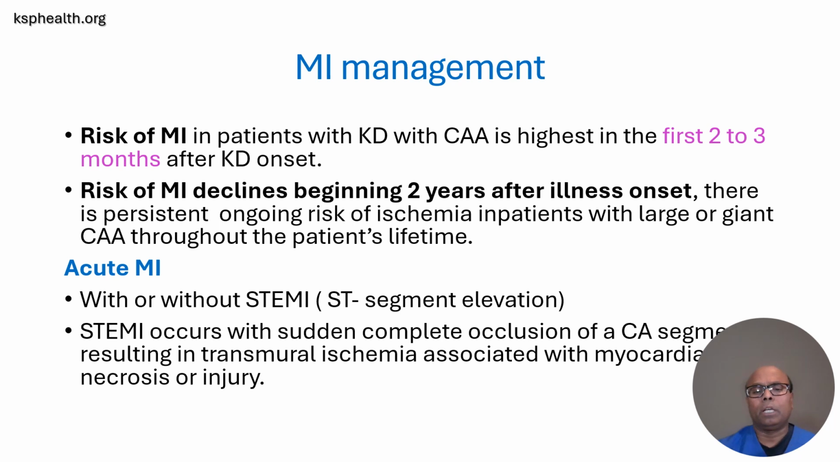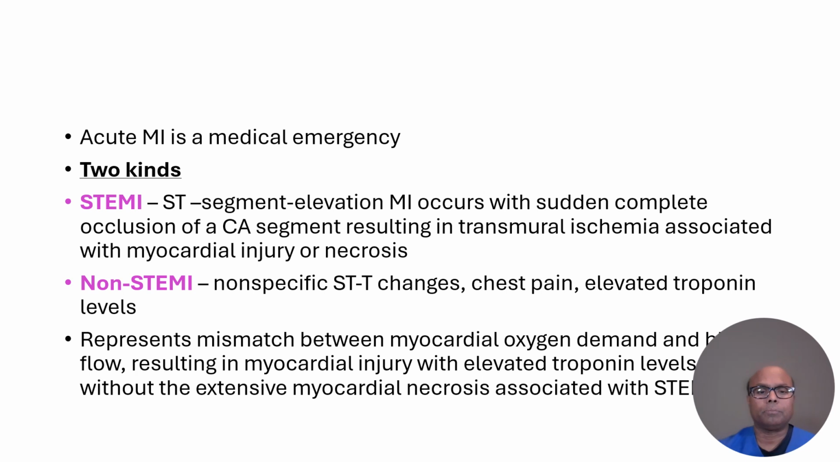Acute myocardial infarction can present with or without STEMI, or ST segment elevation. The STEMI occurs with a sudden complete occlusion of a segment resulting in transmural ischemia associated with myocardial necrosis or injury. Non-STEMI will have nonspecific changes, chest pain, and elevated troponin levels. It represents a mismatch between myocardial oxygen demand and blood flow, resulting in myocardial injury with elevated troponin levels, without the extensive myocardial necrosis associated with STEMI.